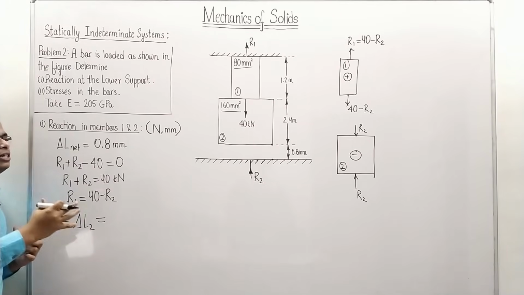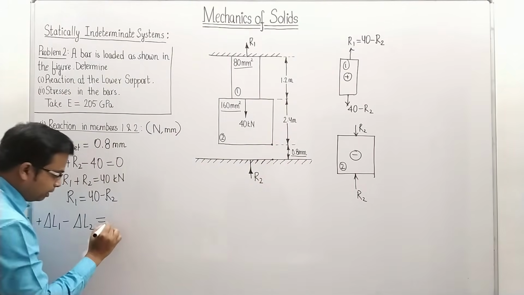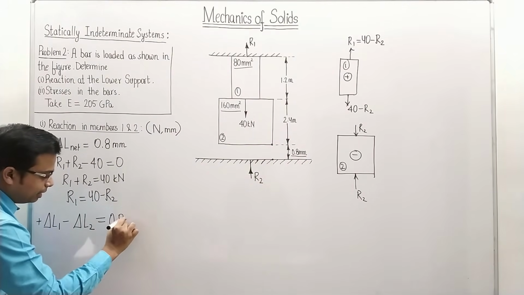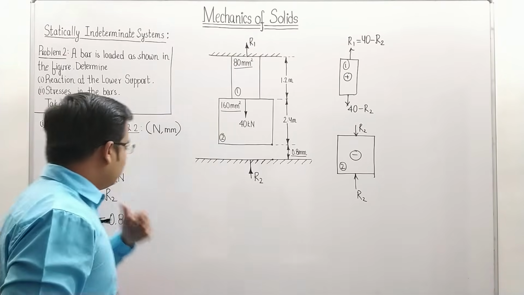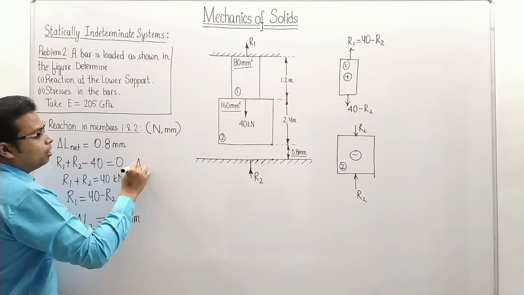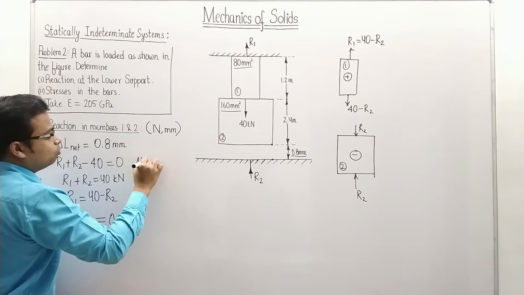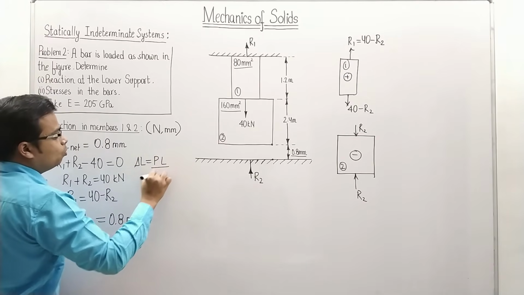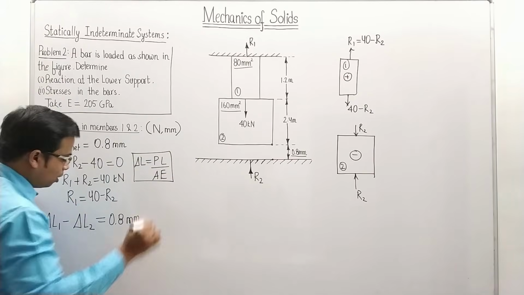The net deflection is bound to be equal to 0.8 millimeters. It cannot go beyond that. Now, we have this formula: delta L is equal to PL over AE, and we are going to be using this formula. How can that be done?